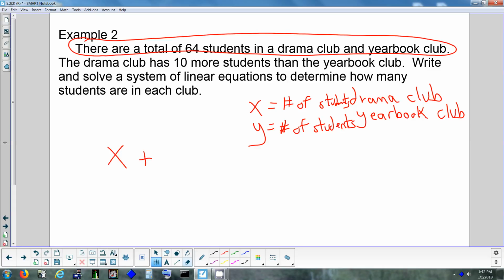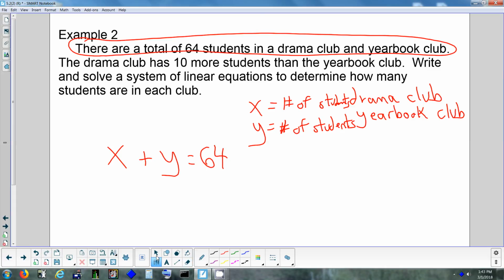How am I expressing yearbook club? Y. Then together, plus Y. Then what should I write at the end? Equals 64. This is how we're expressing it right here. Number of students in drama club, we don't know yet, X. Number of students in yearbook club, Y, equals 64. That's how we express that first sentence based on what we're labeling things as.